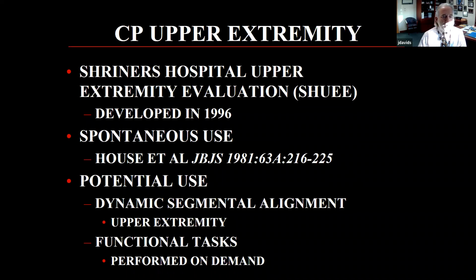In the absence, though, of a fully developed upper extremity kinematic model, we developed a tool to help guide clinical decision-making and outcome assessment called the Shriners Hospital Upper Extremity Evaluation, or SHU. The test looks at spontaneous use of the involved upper extremity and scores it with a modification of the House score. And then the test, heavily influenced by our experience in lower extremity motion analysis, looks at potential use of the affected upper extremity by assessing dynamic segmental alignment during the performance of functional tasks on demand.